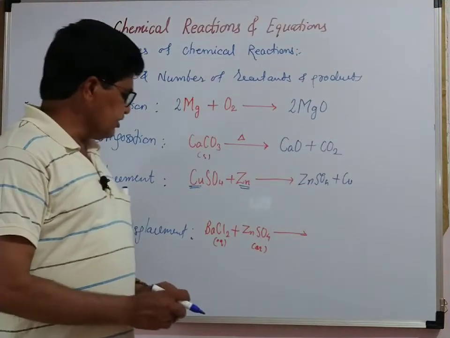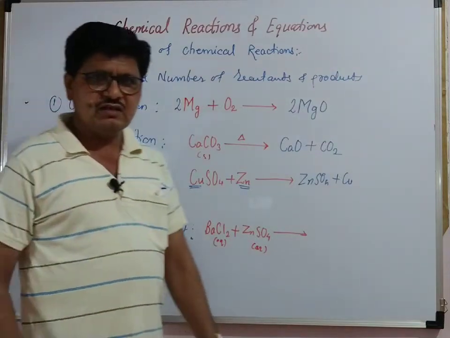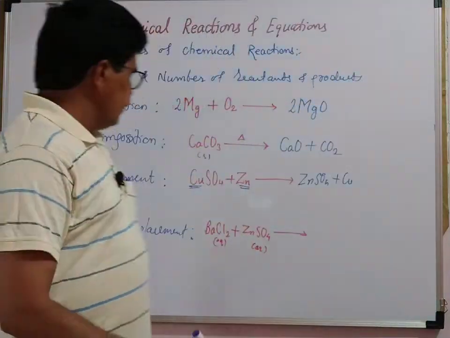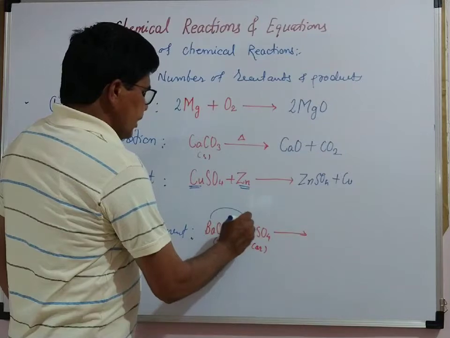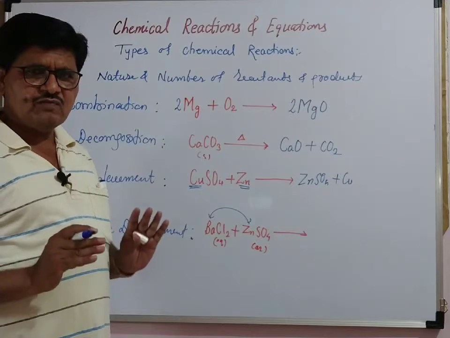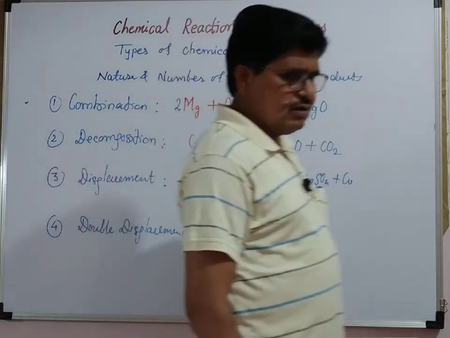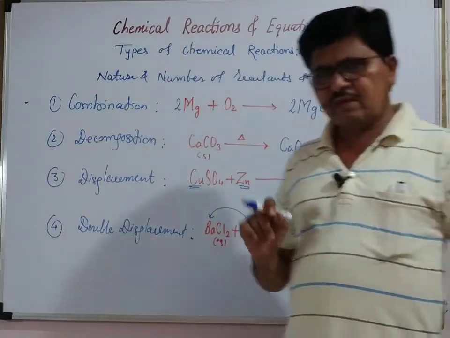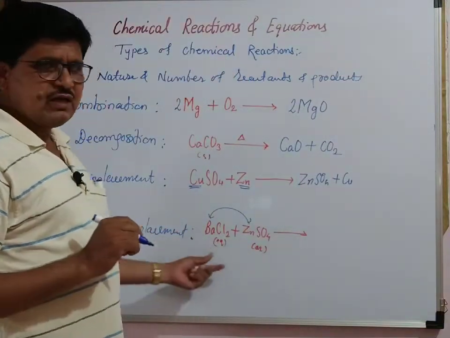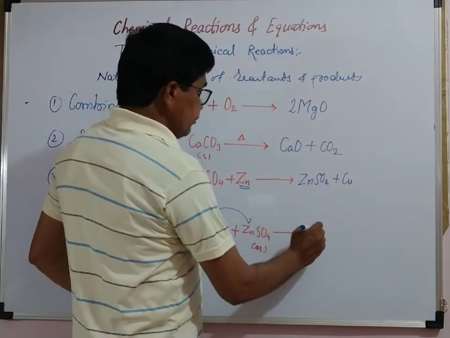What do you mean by double displacement reaction? The example of the double displacement reaction is barium chloride plus zinc sulfate, where there is the exchange of the ions, metallic ions, and a precipitate is formed in the product. That type of the chemical reaction is known as the double displacement reaction. A chemical reaction in which there is the exchange of the ions and formation of the product in the form of the precipitate is known as the double displacement reaction.